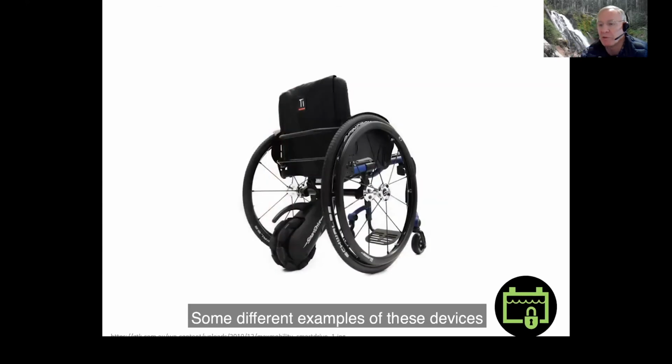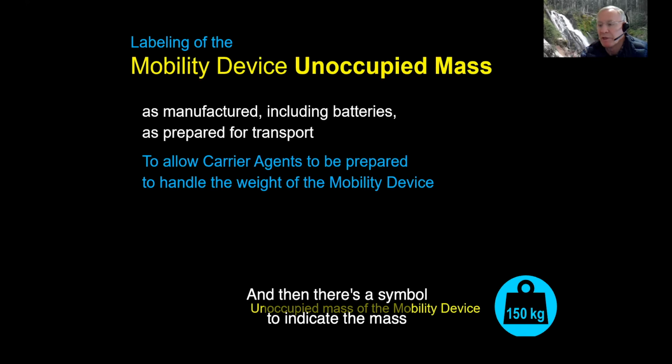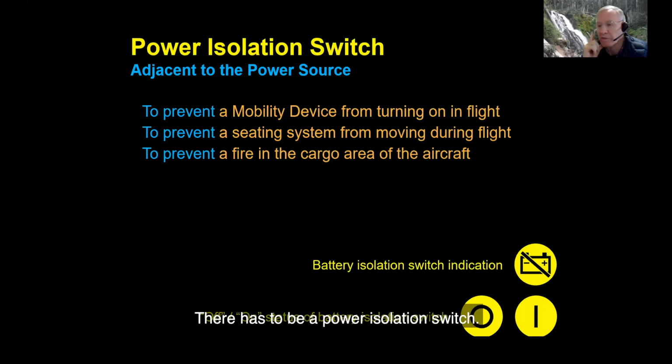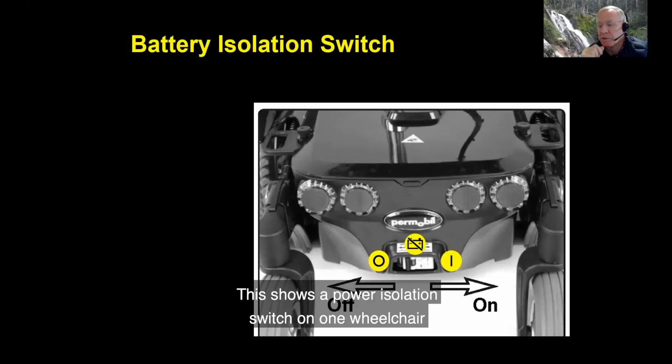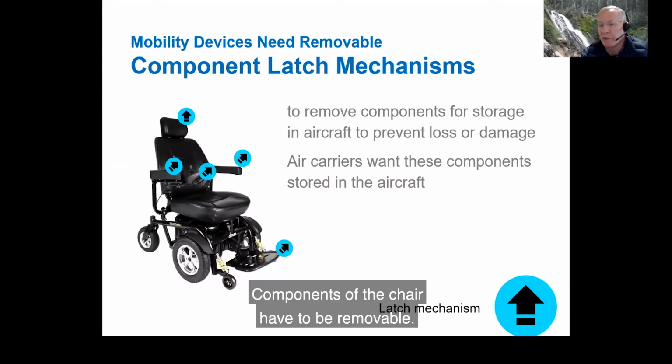Some different examples of these devices where the batteries can come out. And then there's a symbol to indicate the mass of the chair so the handlers know how they're going to handle it. There has to be a power isolation switch. This shows a power isolation switch on one wheelchair on the front where you can turn the power on and off.